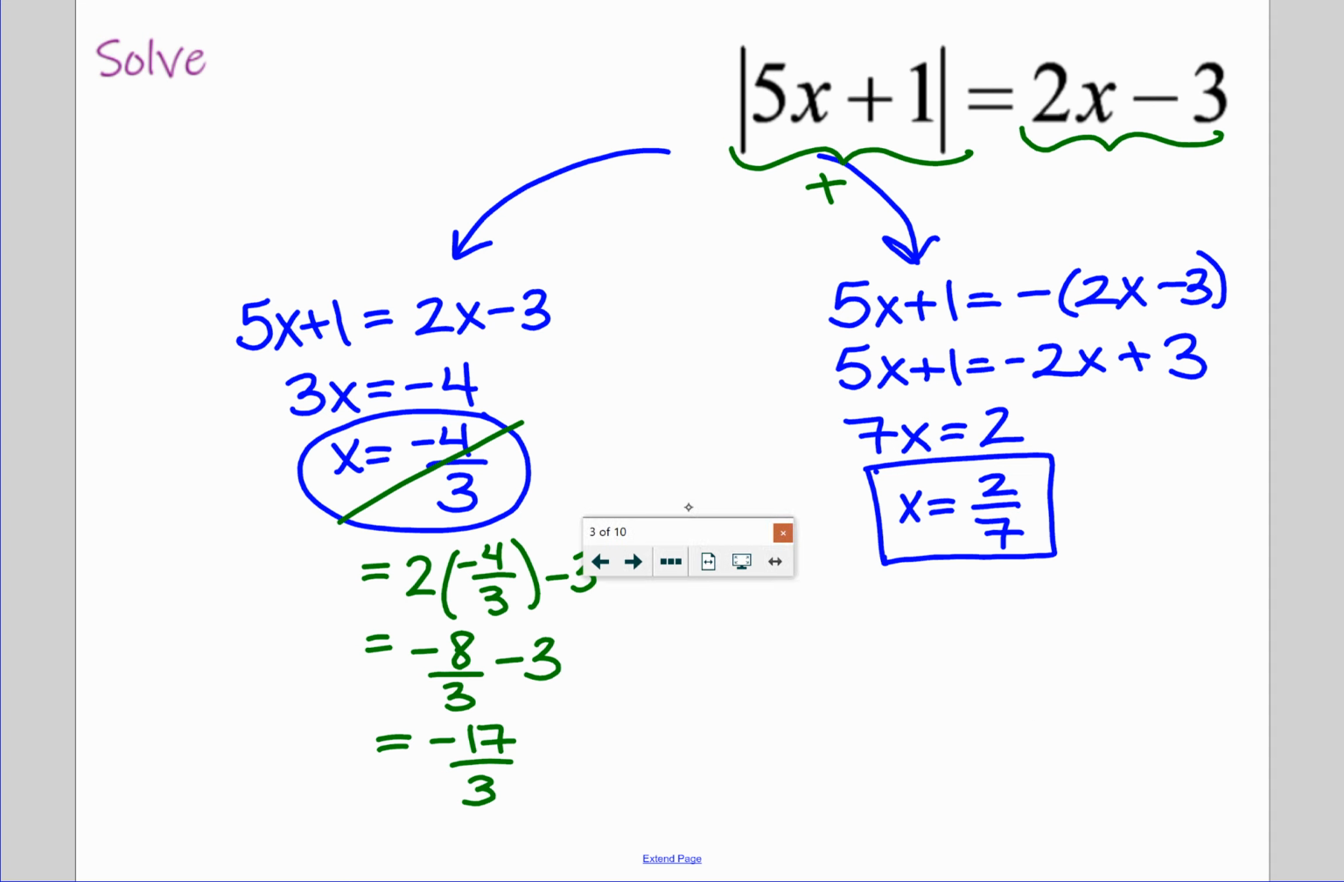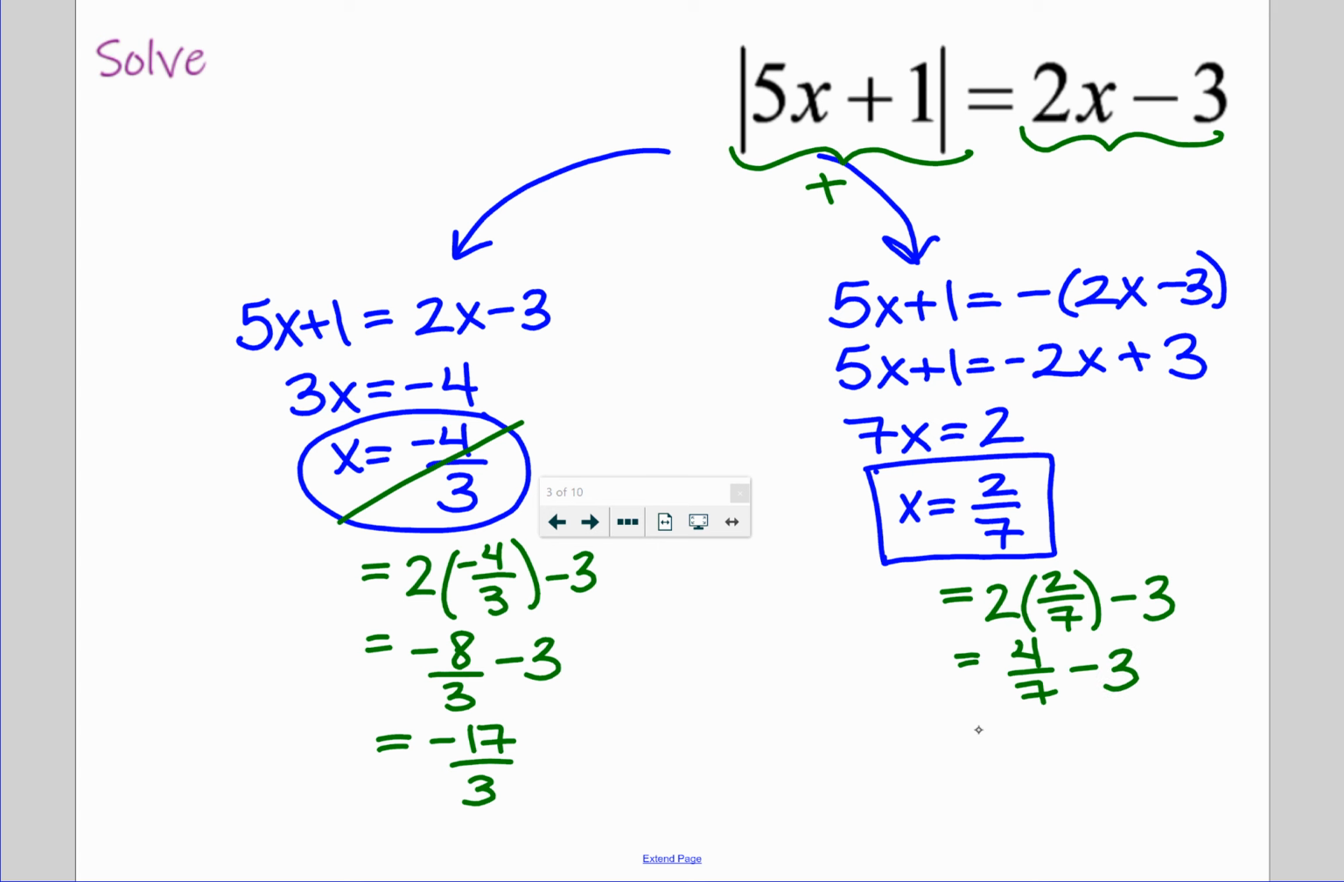You can also check 2/7. Again, I'm just going to plug it in that right side there. 2 times 2/7 minus 3 is 4/7 minus 3, which, I can think of that as 21/7, is going to give me a negative 17/7. Again, it gives me a negative number on that right side, and that is not possible if I have an absolute value on that side. So that is also an extraneous solution, meaning this problem has no solution.